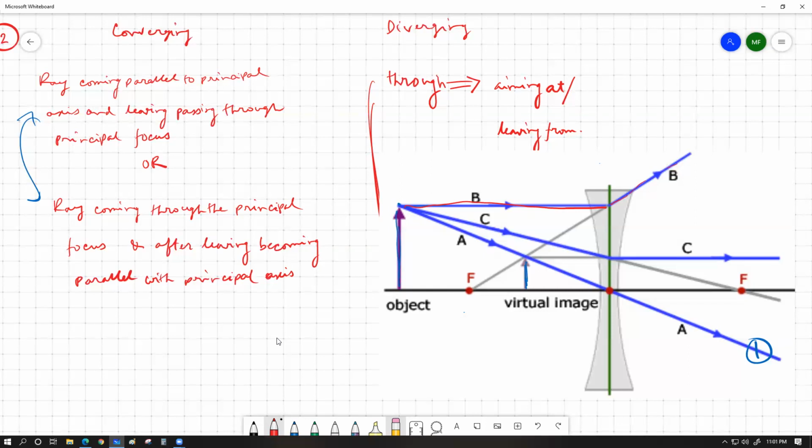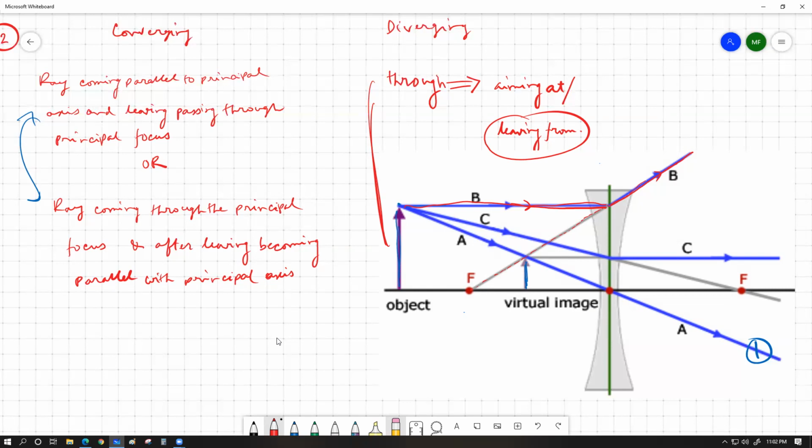So you can see this ray is coming by, it was parallel, and then it gets away from the original direction in such a way that if we extend this line backwards, it would appear to be coming from the principal focus on the left side. So that's the point it is leaving from. So, a ray coming parallel to the principal axis, and after going through the lens, it appears to be leaving from the principal focus on the earlier side.